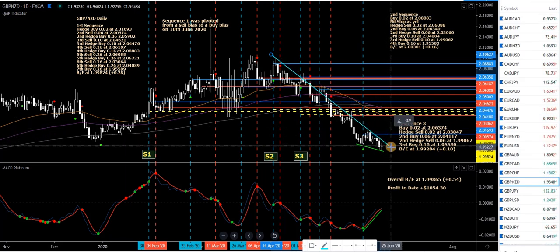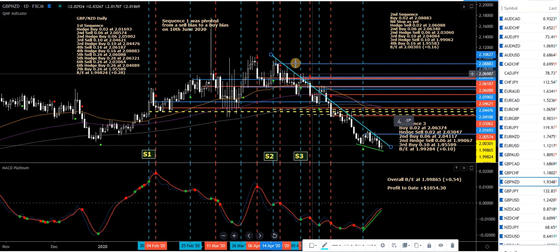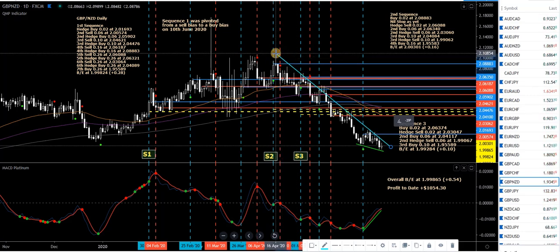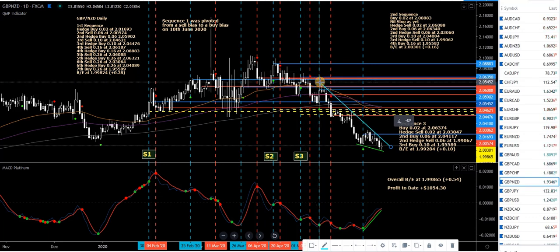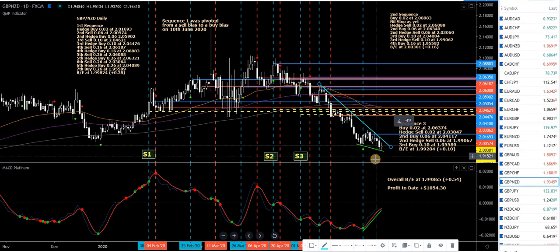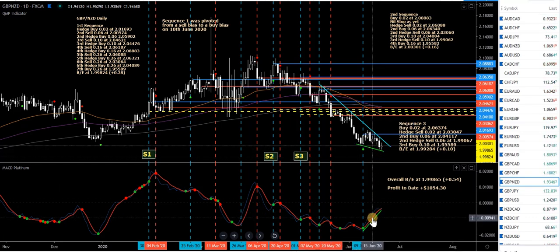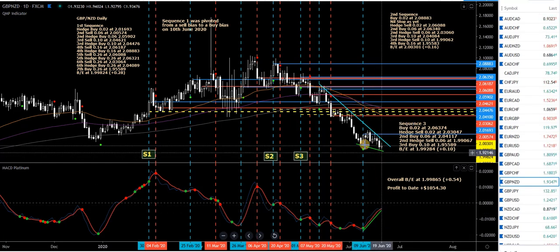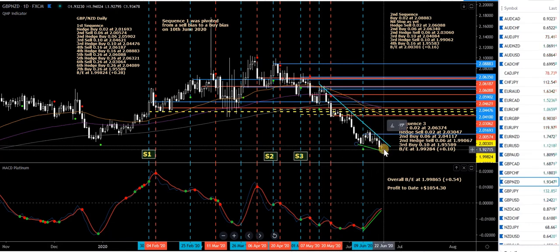I'll tidy this up. So if I get a break of that trend line, I might look at adding some trades, because technically we're still in buy mode. There's been no sell at all, so we're still in buy mode. If we broke that, I might add to this.